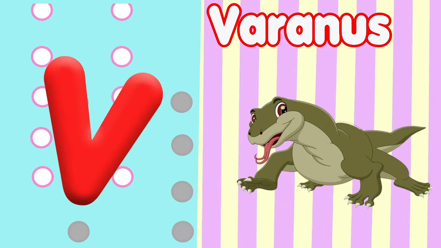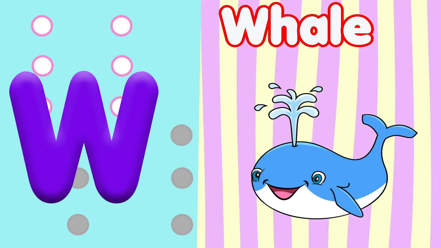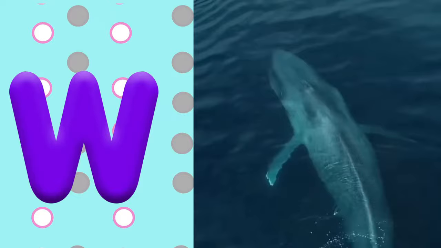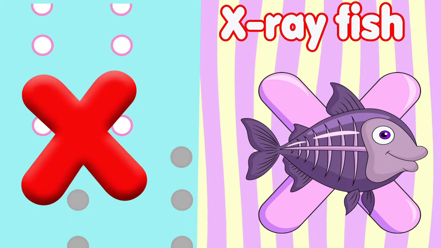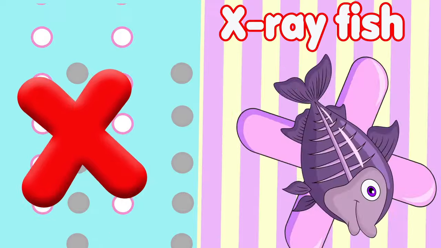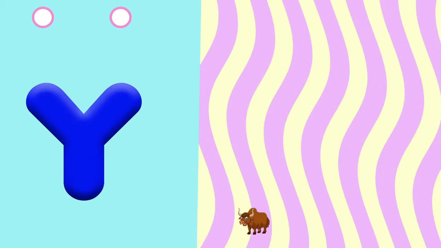V, v, varanus. V, varanus. W is for whale. W, w, whale. W, whale. X is for x-ray fish. X, x, x-ray fish. Y is for yak.